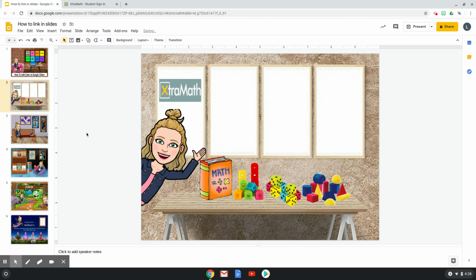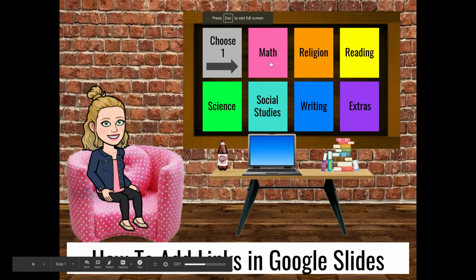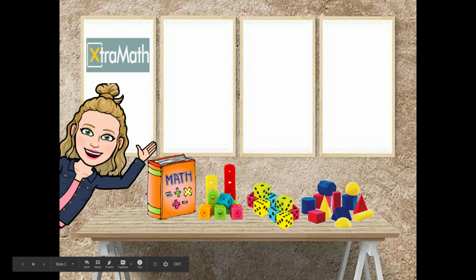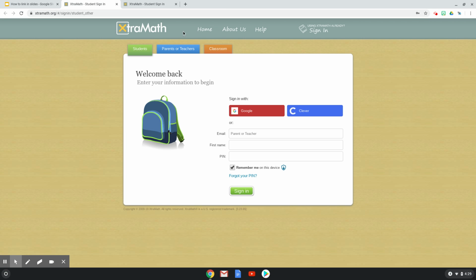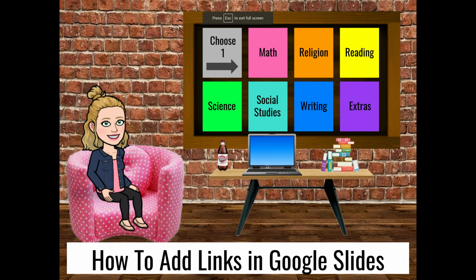Apply. Now, when I'm on this slide and I'm in present mode, I can click math and it's going to take me to my math board. I can click extra math and it takes me out of that screen over to my extra math screen. And when I exit that extra math screen, it brings me right back. Now I want to go home. I just click the Bitmoji girl and it brings me back home. So all of my links are working.